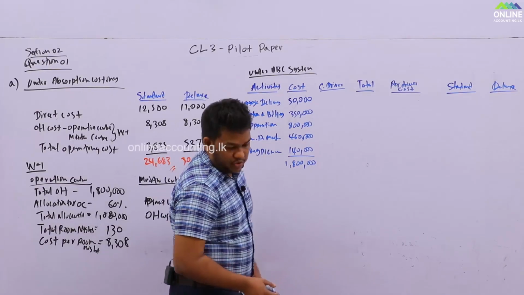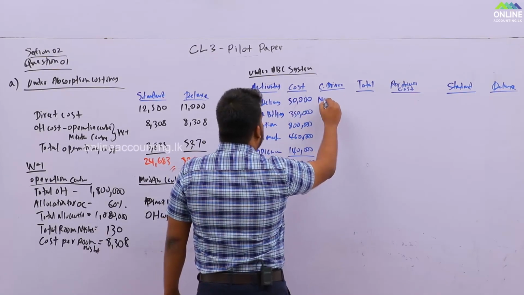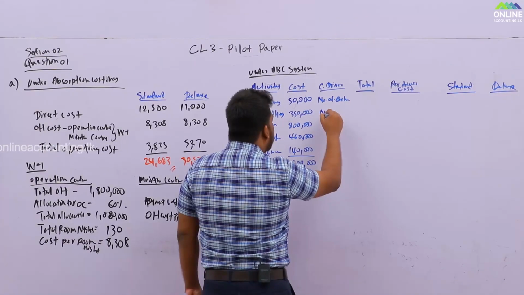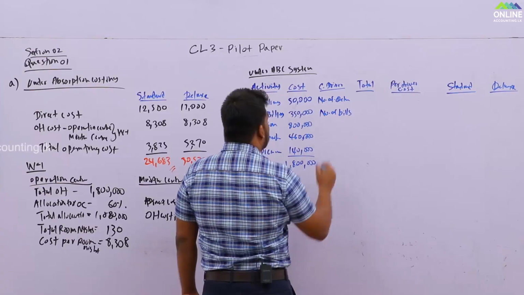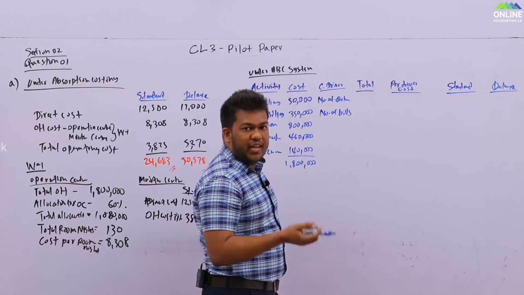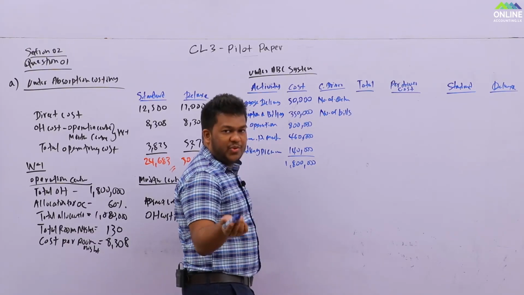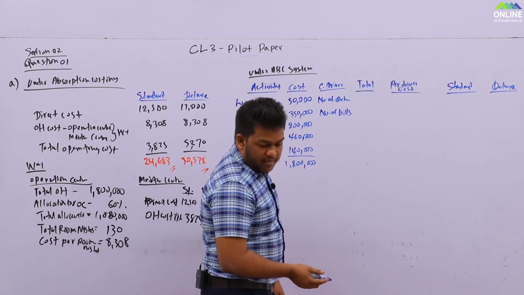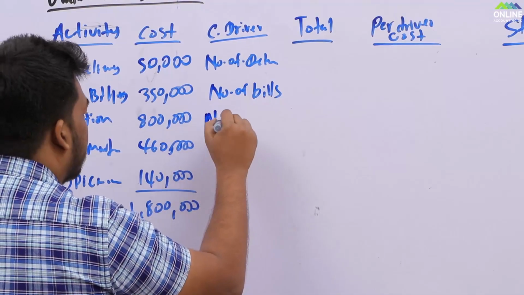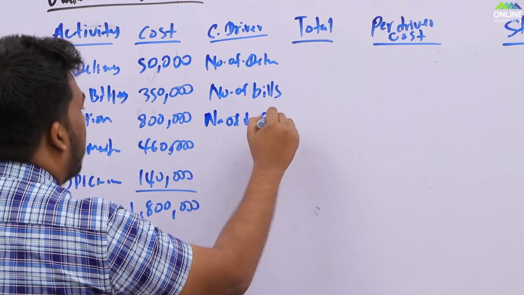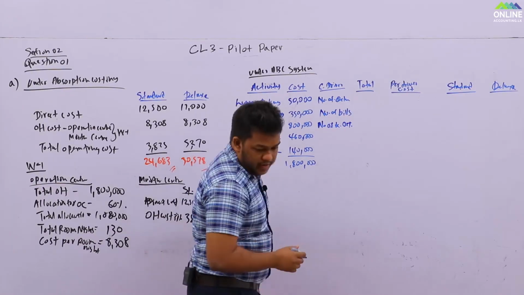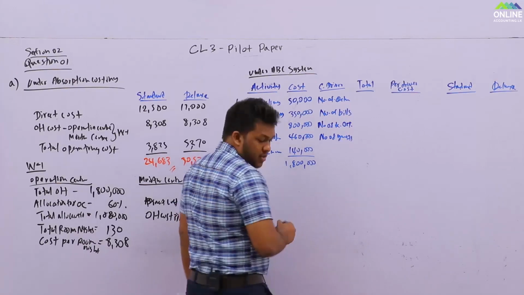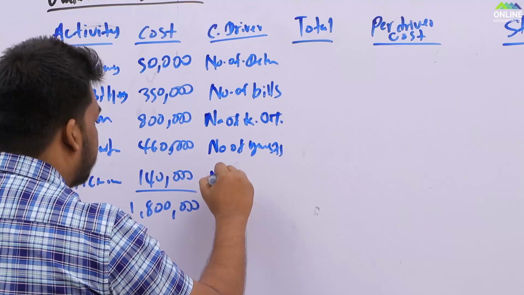Then the cost drivers are given here: number of deliveries, then number of bills. Everything is in order here, but in the examination they will shuffle and give. I know this is not very easy for you. Then number of kitchen order tickets, then number of guests. Last one, number of pickups and drop-offs.